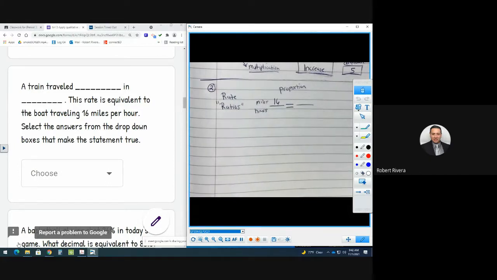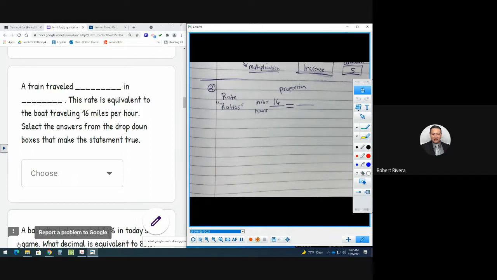Why? Because I put miles, and the 16 is miles. So that's the reason it goes on the top. Now, who will go on the bottom? It says per hour. Hour. Yeah, I already know hours, but what number would I put in the thing?